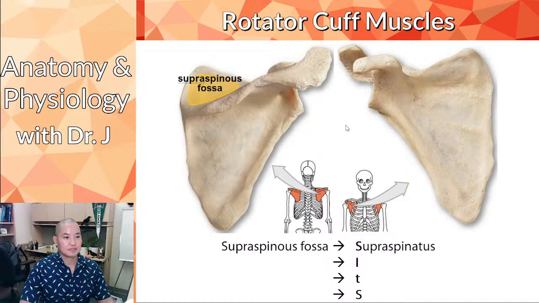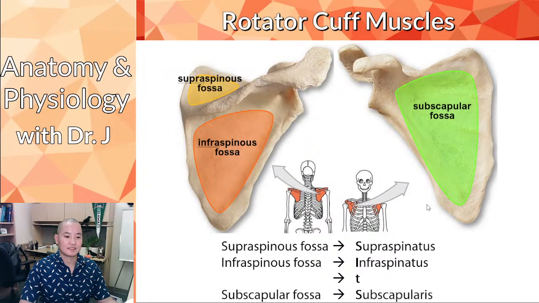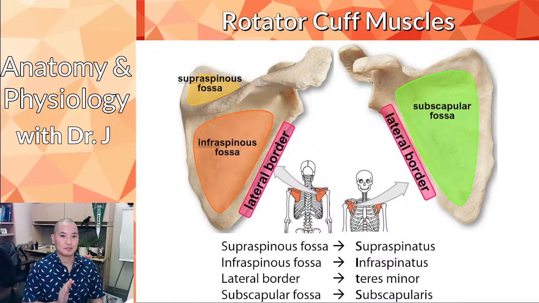Okay, so rotator cuff muscles, again, the supraspinous fossa, the infraspinous fossa, and this is why some of these landmarks are important, because they actually give their name to the muscles, just like our supraspinatus and infraspinatus. Our subscapular fossa in the anterior of the scapula, this is where we have our subscapularis. And then the lateral border, and again, this is the big exception, there's no lateral border muscle named for it. It's the teres minor that attaches to here.